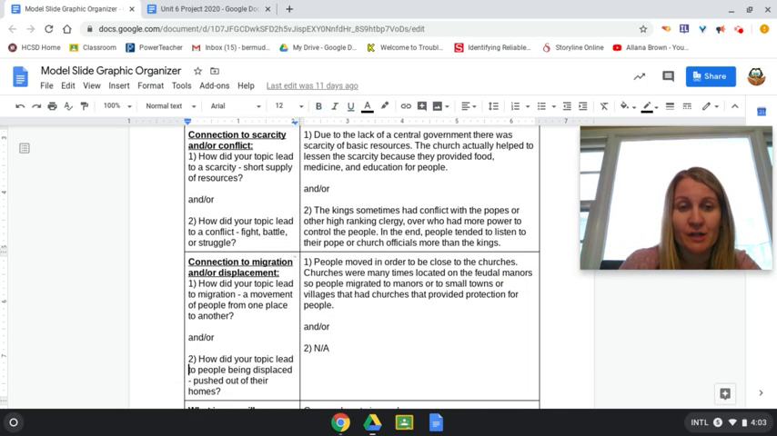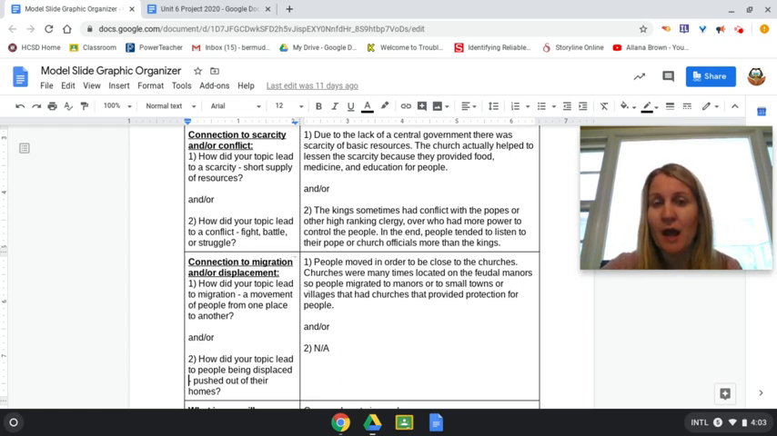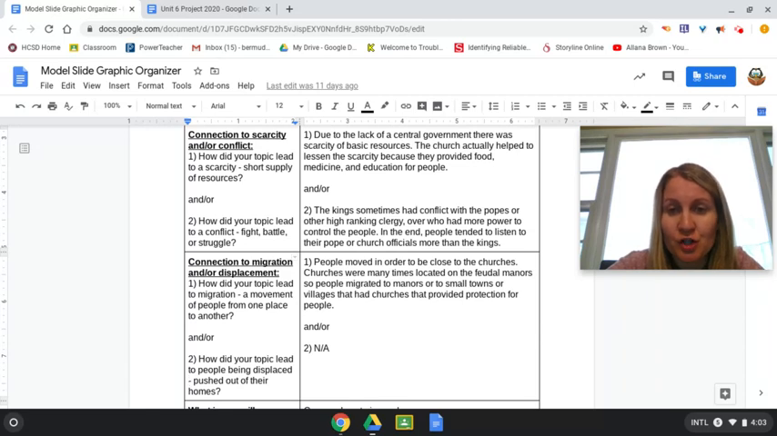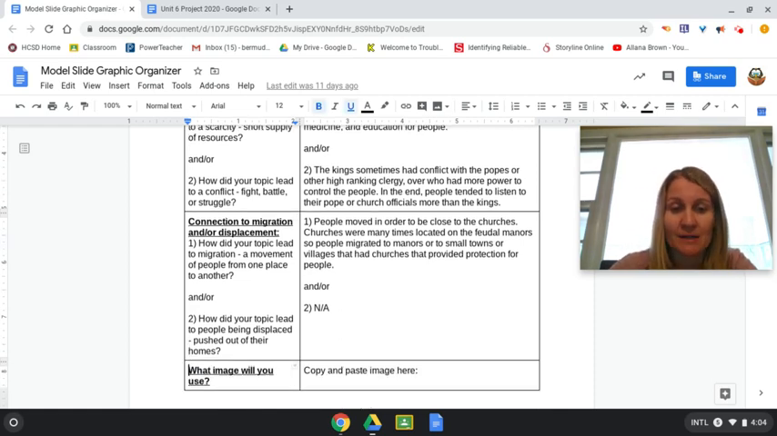For migration and displacement, you just have migration here, so you would just answer that first part. Again, you don't have to answer both. If you can, great, you could add that into your slide, but you don't need to do both. People moved in order to be close to the churches. Churches were many times located on the feudal manors, so people migrated to manors or to small towns or villages that had churches that provided protection for the people. So people were migrating to places where they could be near a church because that provided them with safety and things that they needed during that time.